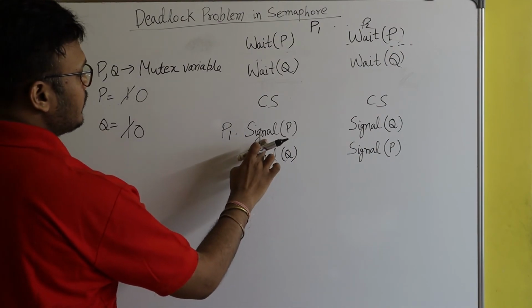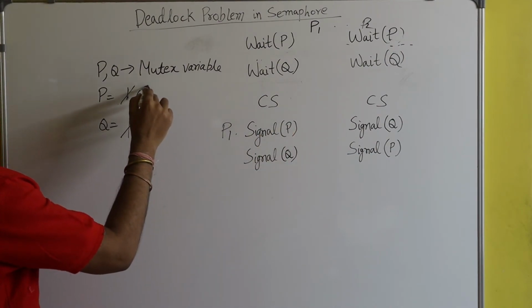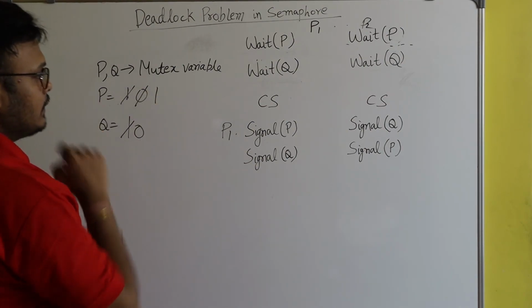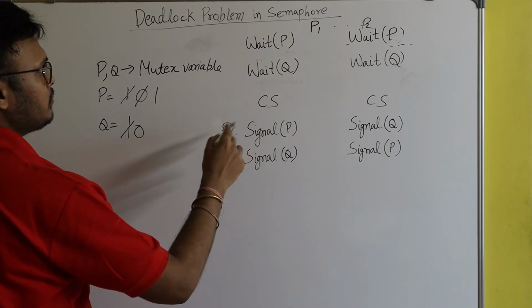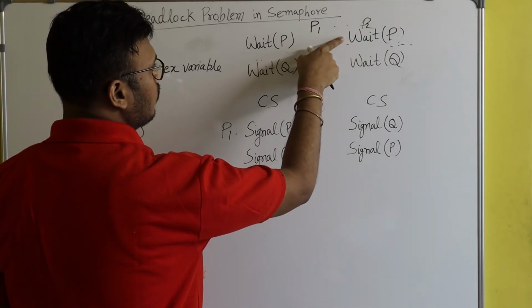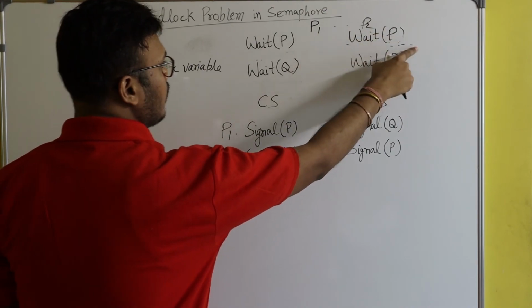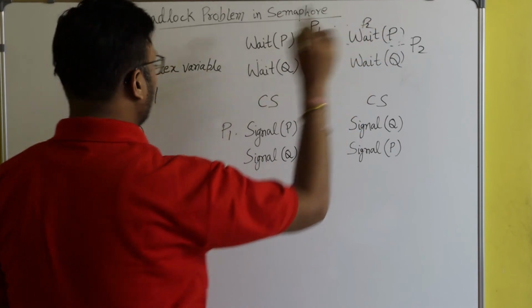So now, if the task of process P1 is over, P1 will definitely run this signal of P. Since P1 has executed this line, signal of P means what? Now again the value of P will become 1. Fine. So if the value of P has become 1, now P2 can execute this code. Okay, because the value of P has become 1, P2 will come here, thereby making the value of P as 0.